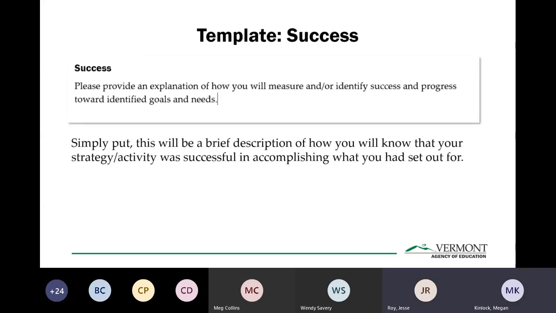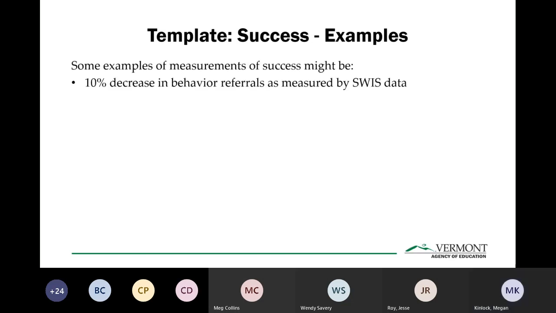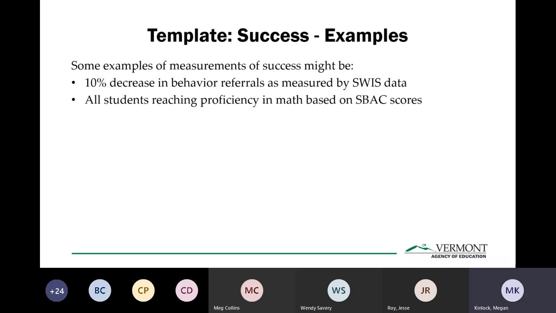So the success piece is another section that's a little bit confusing and we may not be sure how to answer. This is a brief description letting us know how you'll know that whatever strategy you're asking for was successful. So how do you know you accomplished what you were looking for? Some examples here: maybe you want to see a 10% decrease in behavior referrals as measured by Swiss data. So one sentence, good enough.